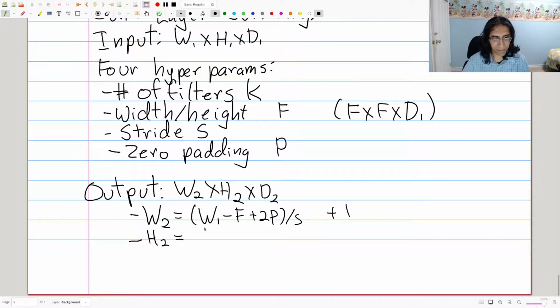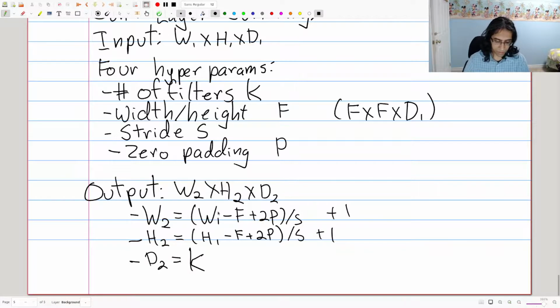It's basically the same thing for h2, which is h1 minus f plus 2p, divided by s, plus 1. Basically the same type of calculation. And then in terms of the depth, what's the depth going to be? Well, think about this for a sec. We've talked about it a few times before. There's one hyperparameter we haven't used yet, and that's exactly where it's going to go. The number of filters basically becomes the depth of the output.